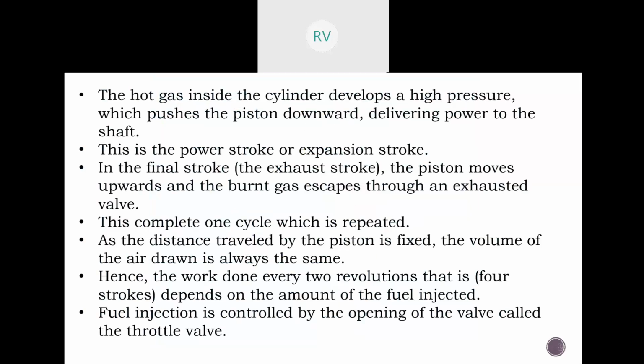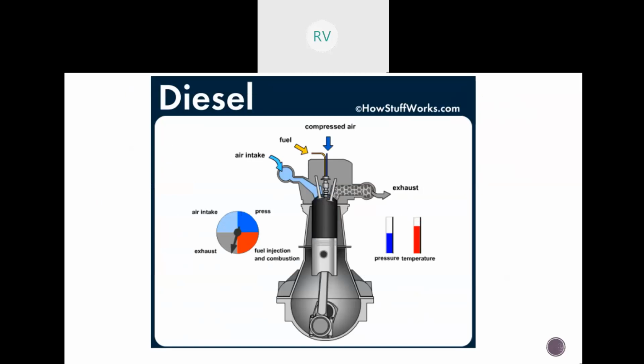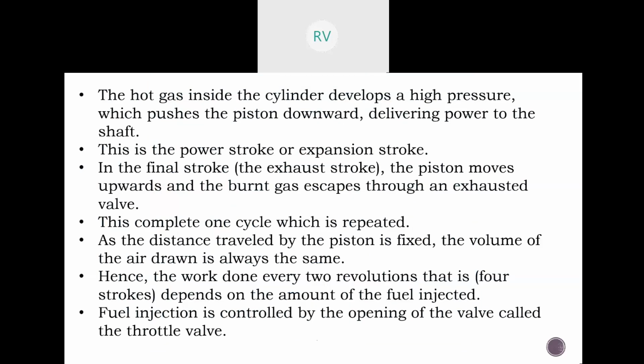The hot gas inside the cylinder develops a high pressure which pushes the piston downward, delivering the power to the shaft. Because of that hot air, a pressure will be developed, and that pressure will push the piston downwards, and then the power will be given to the shaft. This is called the power stroke or expansion stroke.